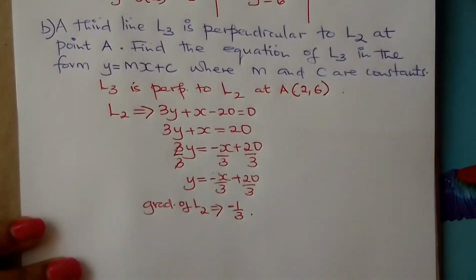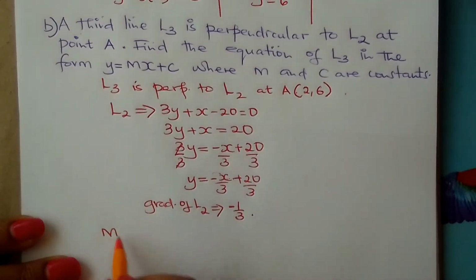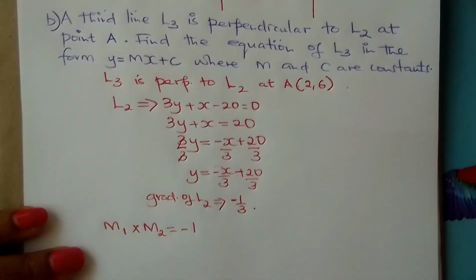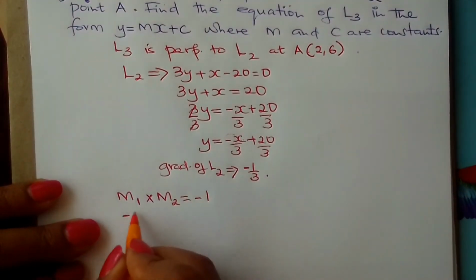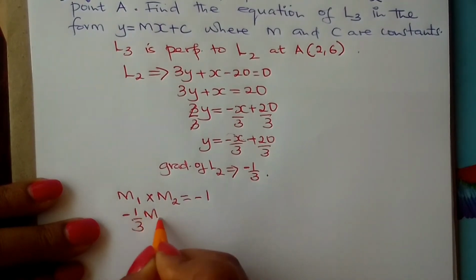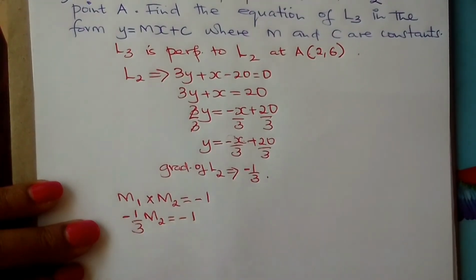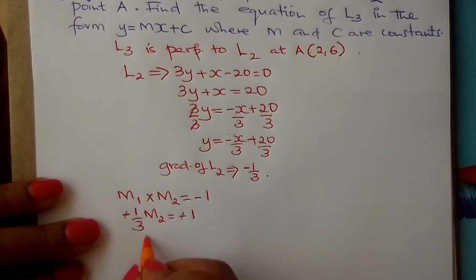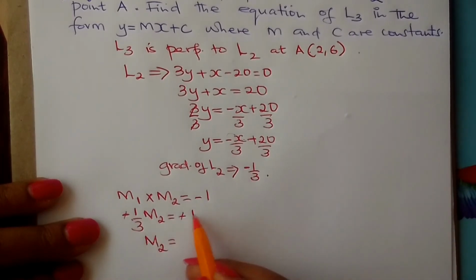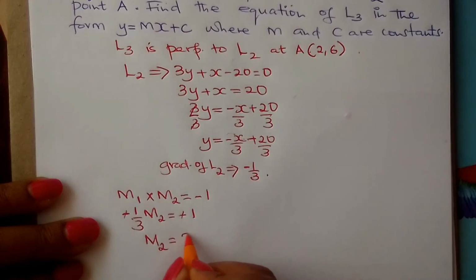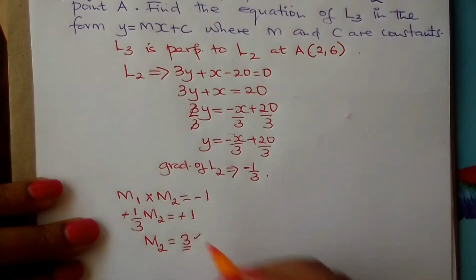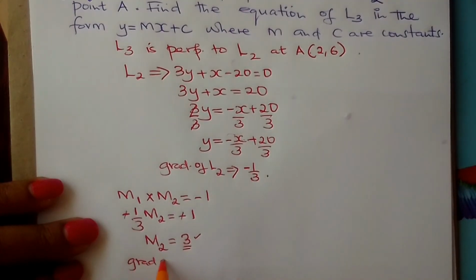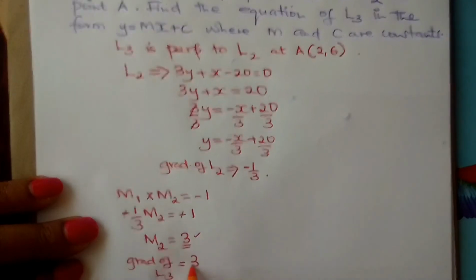So learner, we know that for perpendicular lines, m1 gradient 1 times gradient 2 gives us -1. So this is our gradient 1, so -1/3 times m2 gives you -1. You can do away with these negatives there. Then what is m2 therefore? M2 therefore you just cross multiply or multiply both sides by 3, so m2 is 3. This is the gradient of L3. So the gradient of L3 is 3.